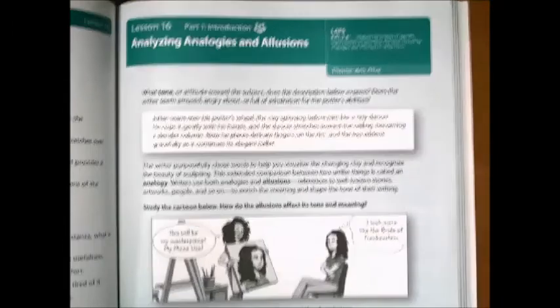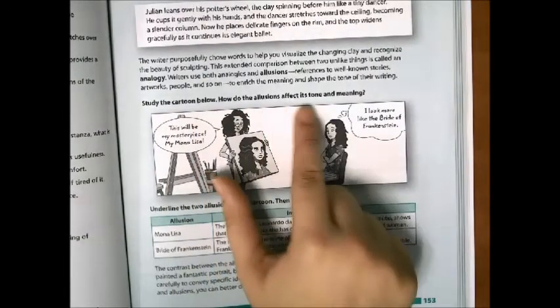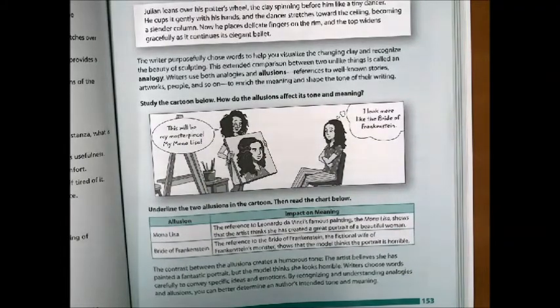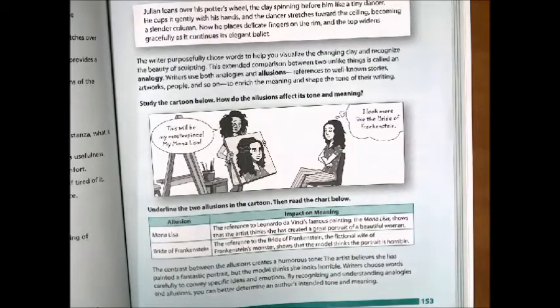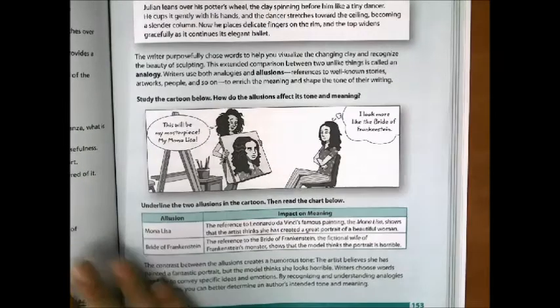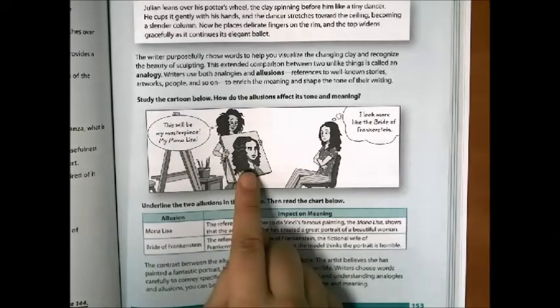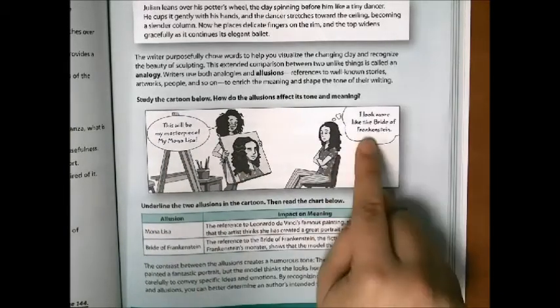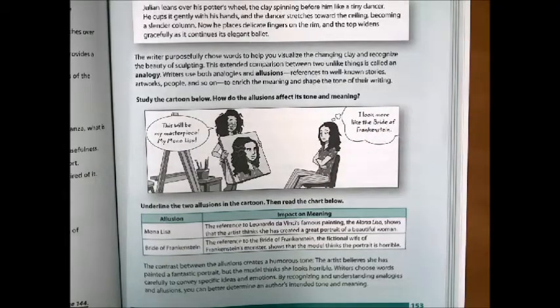So let's continue by looking at the bottom. It says, study the cartoon below. How do the allusions affect its tone and meaning? So in the cartoon it says, this will be my masterpiece, my Mona Lisa. And the person who's sitting says, I look more like the bride of Frankenstein. So we're supposed to look at the two allusions in the cartoon. If you look, we see two allusions immediately. In this one it says Mona Lisa, which is in reference to a very popular painting. And in this one it says Bride of Frankenstein, which is in reference to a very popular work of writing.